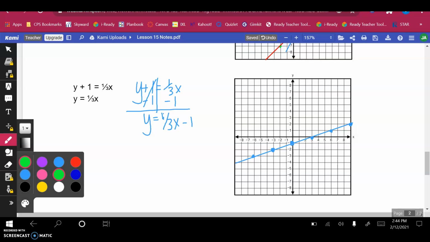And then I have 1/3 x. Y equals 1/3 x. It doesn't have plus or minus at the end. So if there's no other number, it's a 0. So our y-intercept here is 0. And our slope is 1/3. So we're going to go up 1 and over 3, up 1 and over 3, up 1 and over 3. Then I'm going to go backwards. Down 1 and back 3.